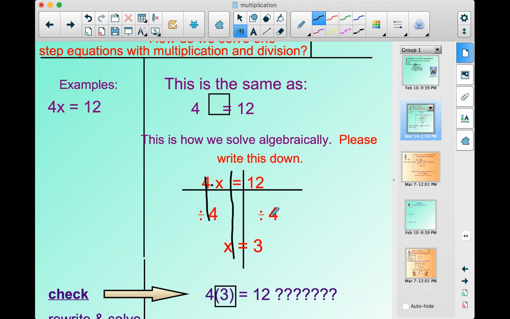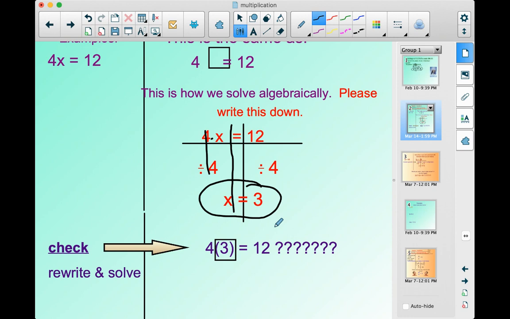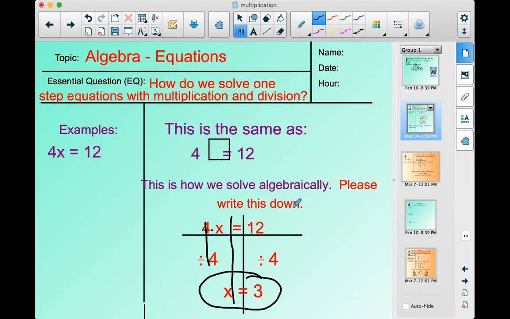Okay, on this side, I'm dividing by 4 here also. Same thing on both sides. 12 divided by 4 is 3. So I get x equals 3. If I check that, again, I can just take this value that I got for x and plug it in. So I'm replacing this x with a 3 as my mystery number. Checking it, 4 times 3 does in fact equal 12. So that is a true statement.